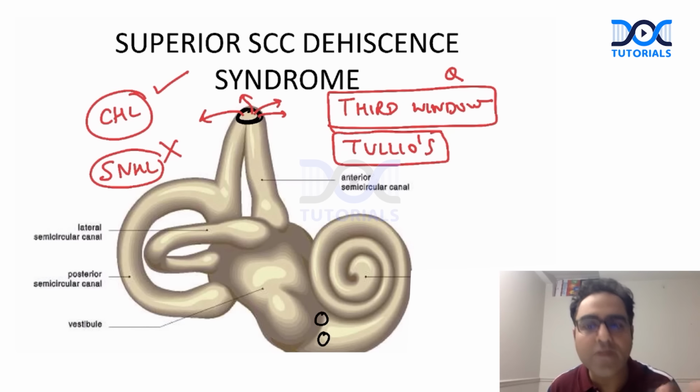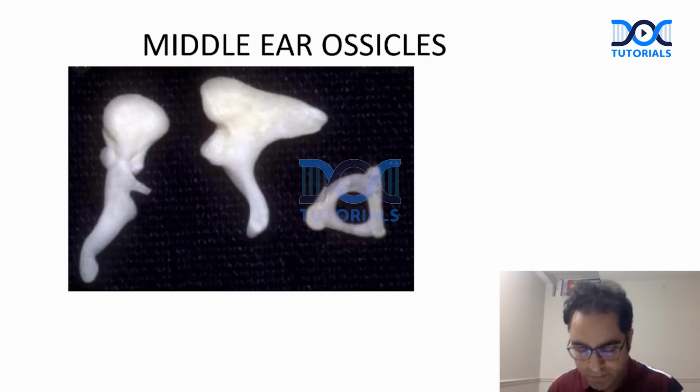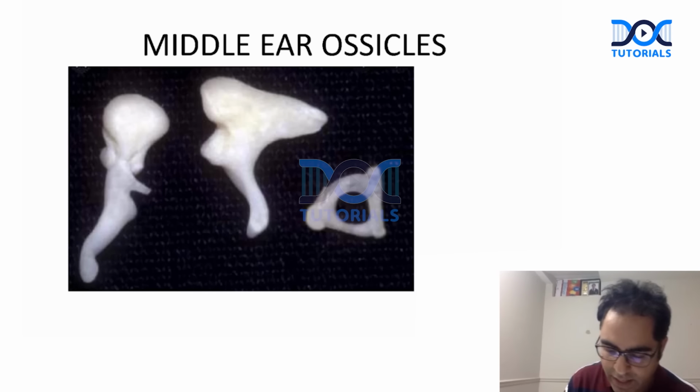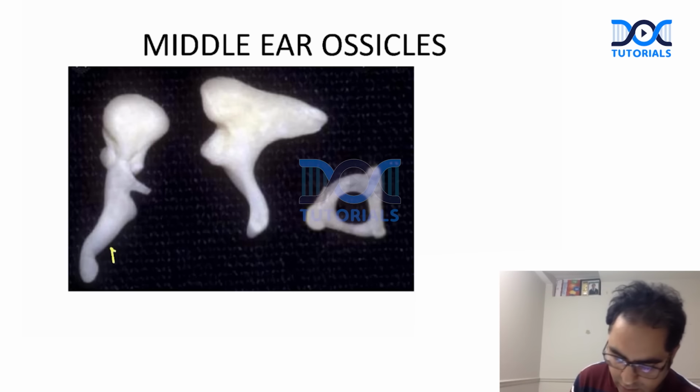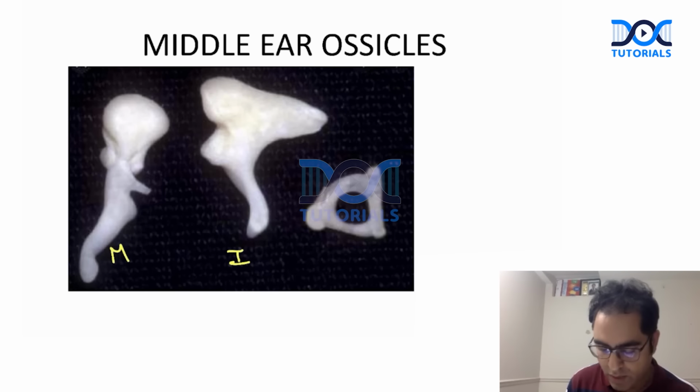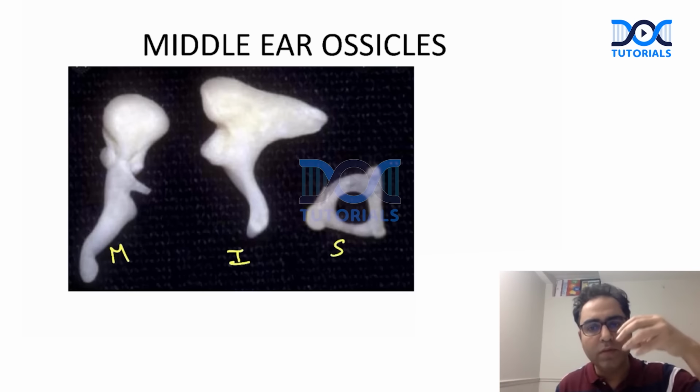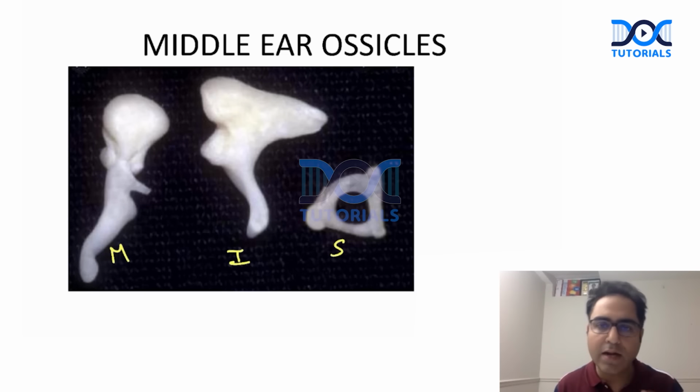How to diagnose this is HRCT, high resolution CT of the temporal bone. So this is an important topic: third window phenomenon, Tullio's phenomenon, conductive hearing loss. Now, let us identify the ossicles better. There's malleus, incus, stapes. My dear friend, no need to get confused between malleus and incus. Stapes is definitely like a horseshoe over a plate, a cup and a plate.